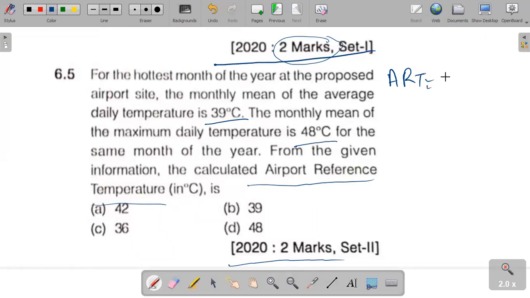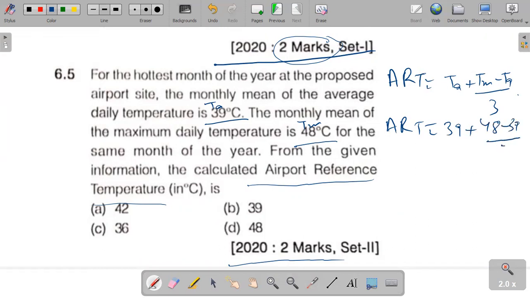If you remember this formula, that TA plus (TM minus TA) by 3. Put all these values here, you'll easily get your answer. Okay, so ART is equal to TA, this is our TA, and this is our TM. So TA 39 plus (48 minus 39) by 3.